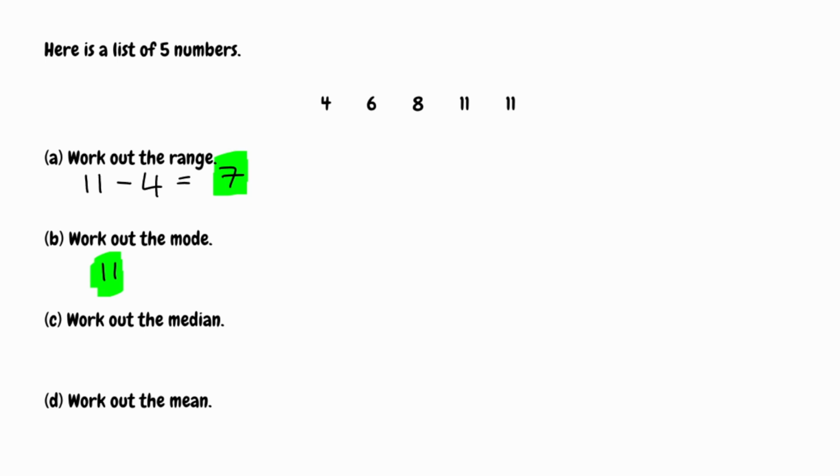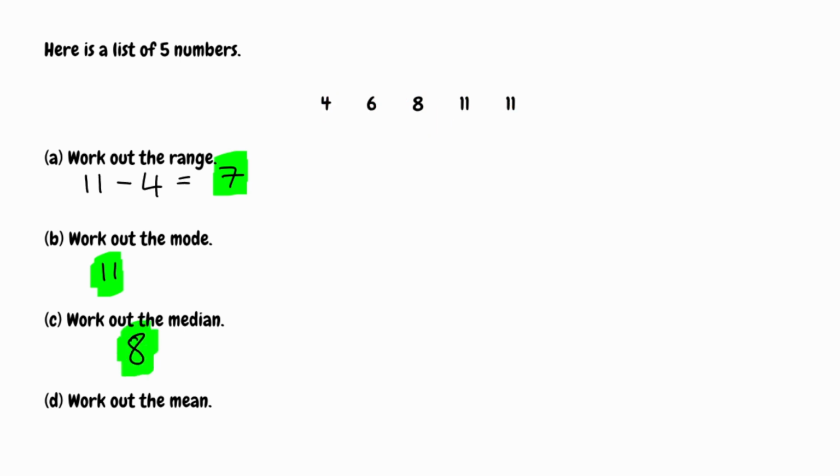Now for part C, we're asked to work out the median. So we want to make sure our numbers are in order, which they are, and then we want to see which number falls in the middle. Well, when we have an odd amount of numbers, we will actually fall on a single number. So we're going to do exactly the same thing that we did in the first question, and that's by crossing off numbers from either side until we can easily find our median. So we'll cross off the 4 and the 11. We'll then cross off the 6 and the 11, and that leaves us with a single digit of 8. So that would be our median. So our median for this set of numbers is just simply 8.